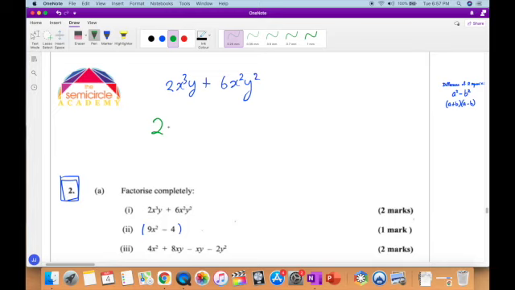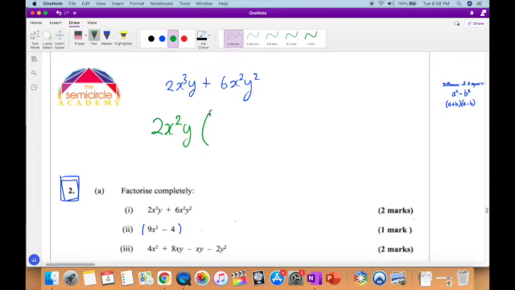I can't pull out x cubed, because this one here I have x squared, so x cubed multiplied by something wouldn't give me x squared unless I have a fraction and all kinds of madness. So what I'll do is pull out x squared instead, and then this is y to the 1, so I'll pull out y to the 1. Open brackets now: 2x squared y multiplied by what will give me this, 2x cubed y?